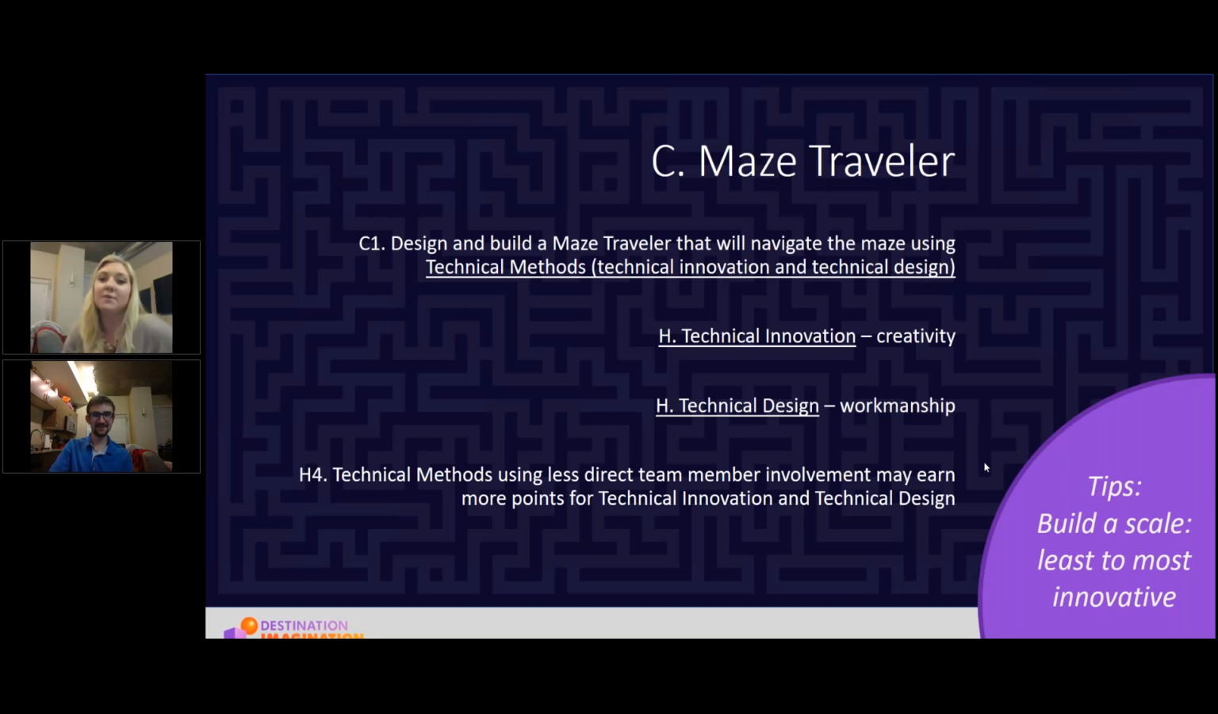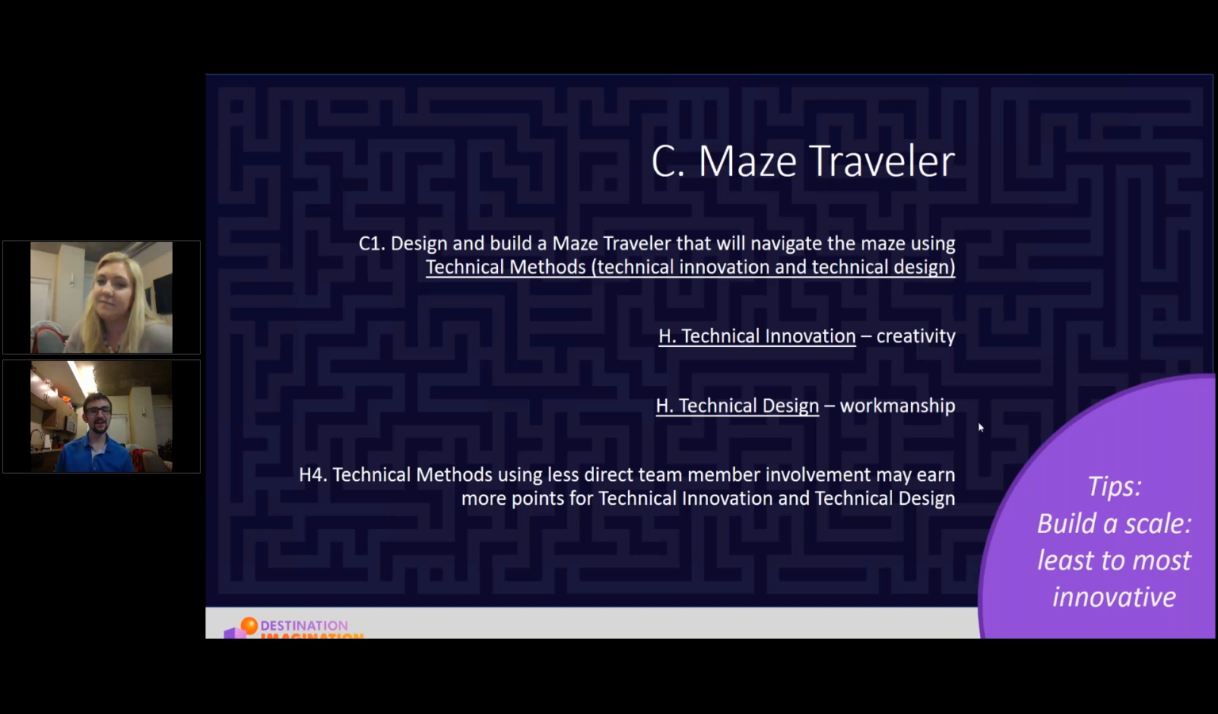Okay, so the next piece we want to talk about is the Maze Traveler. And this is section C of your challenge if you're following along on your own. And just some of the important things that we picked out. Do you want to talk about it? Yeah, sure. The two big components that your Maze Travelers are scored on are technical innovation and technical design. So if some of you have been to the standard team manager training, technical innovation is an analog for creativity, and technical design is an analog for workmanship.